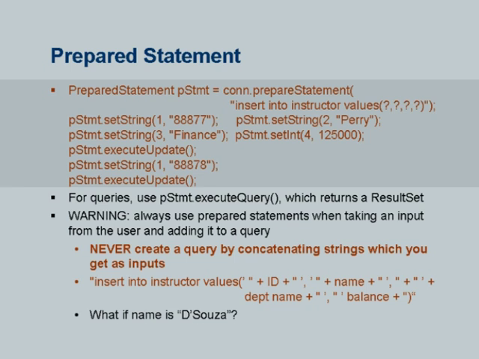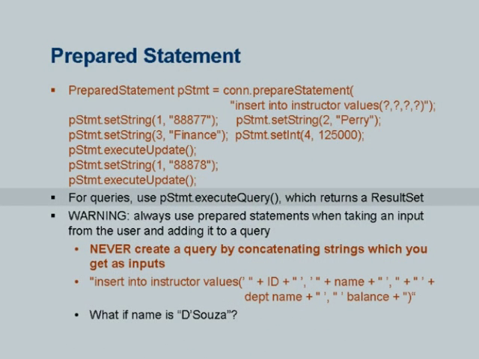And after setting all the values for these four question marks, I can do pStatement.executeUpdate with no further parameters. So it is going to fill in the values and execute it. This is the correct way of passing parameters taken from the user input, maybe a keyboard or if it's a web application through the browser across the net to your application. This is how you will put it in the database.